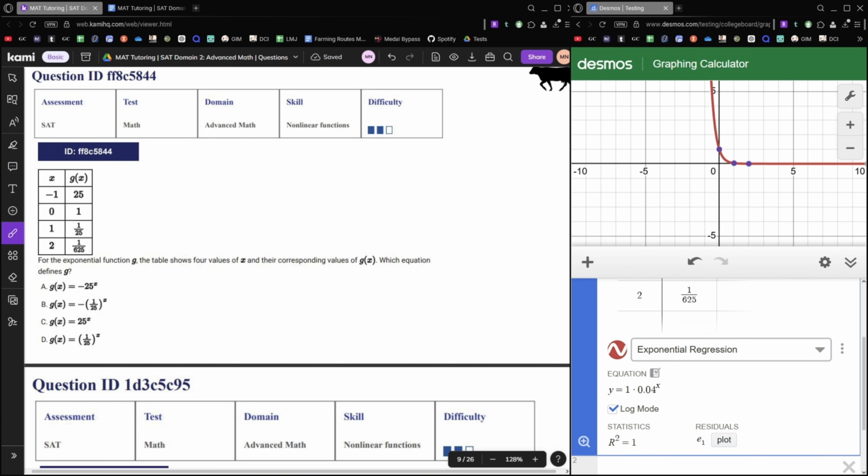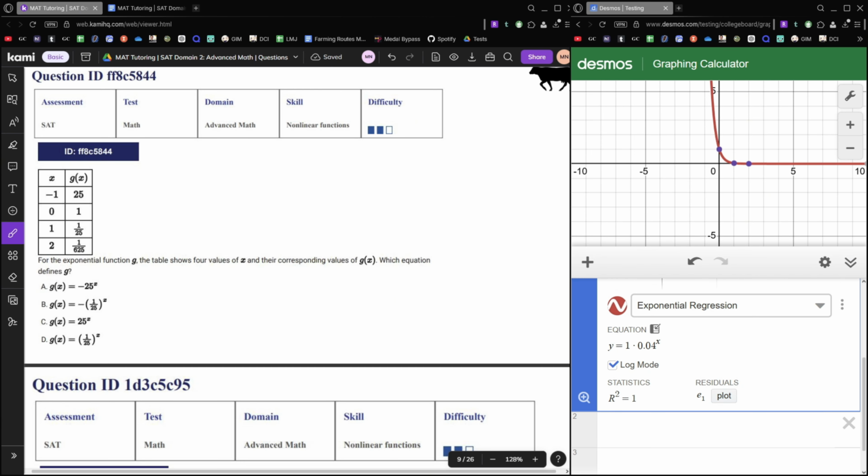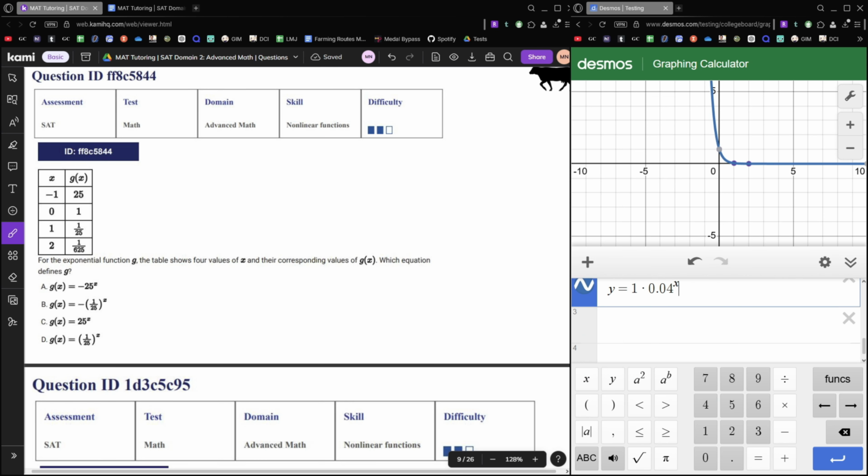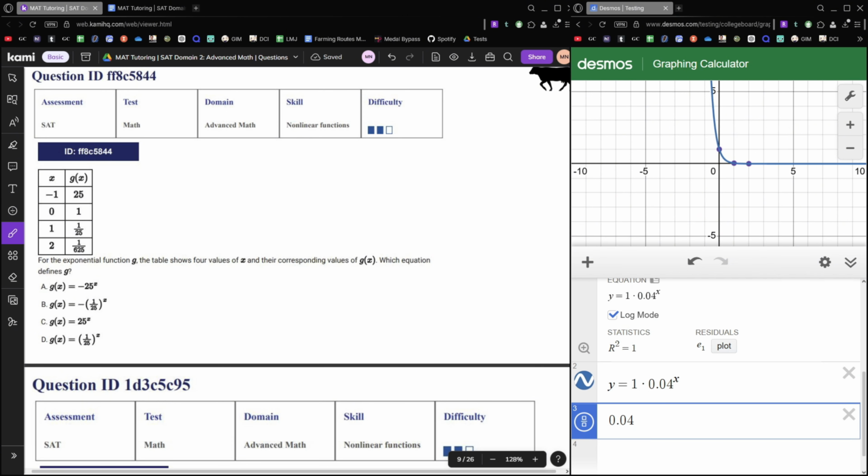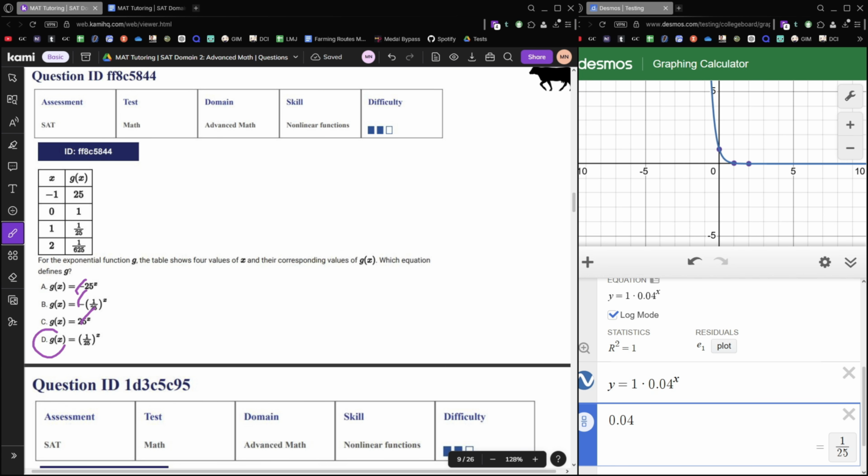They don't give us decimals in any of our answer choices, so we can just go ahead and, I guess you could do this, but I kind of realized that typing 0.04 isn't that bad either. And then you can click the fraction button right here, and you see it's 1 over 25. So that means our answer will be, it's not negative and it's not 25, so it's D.